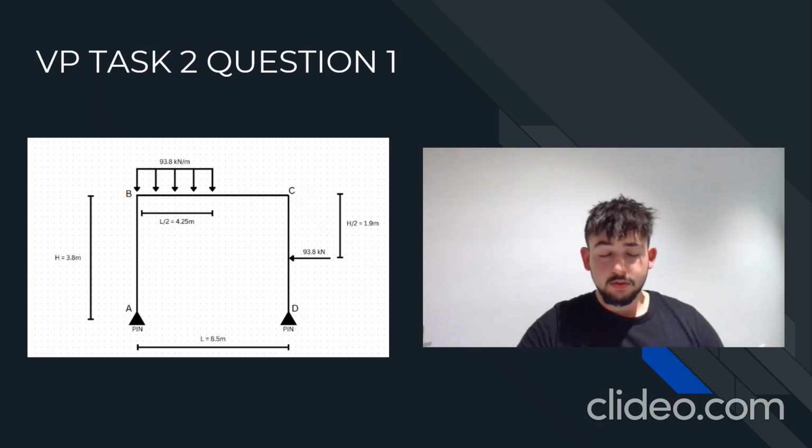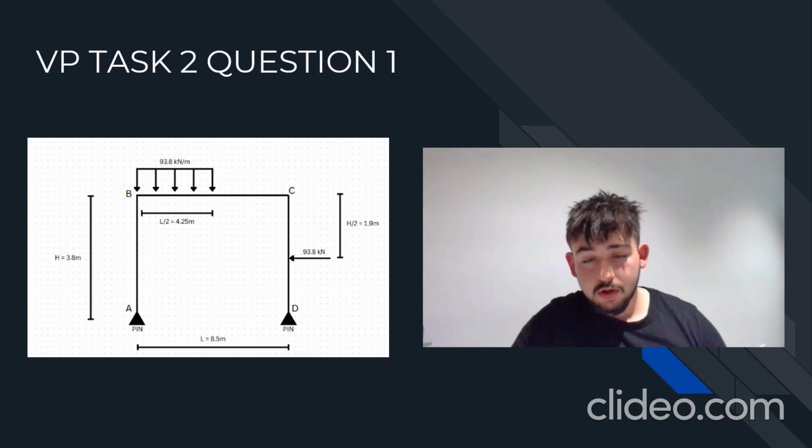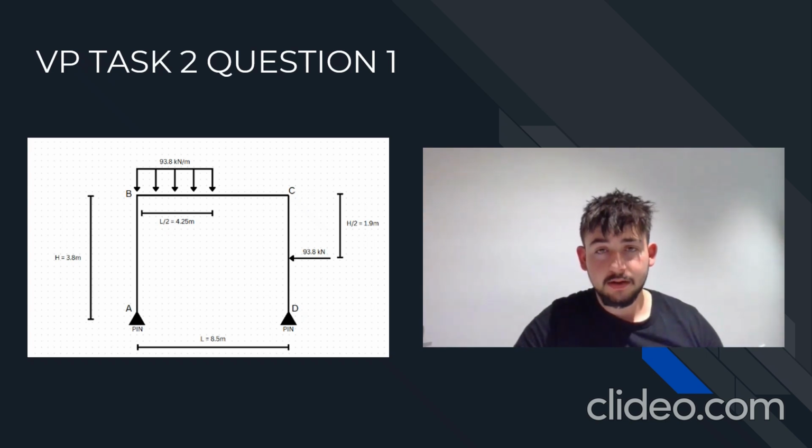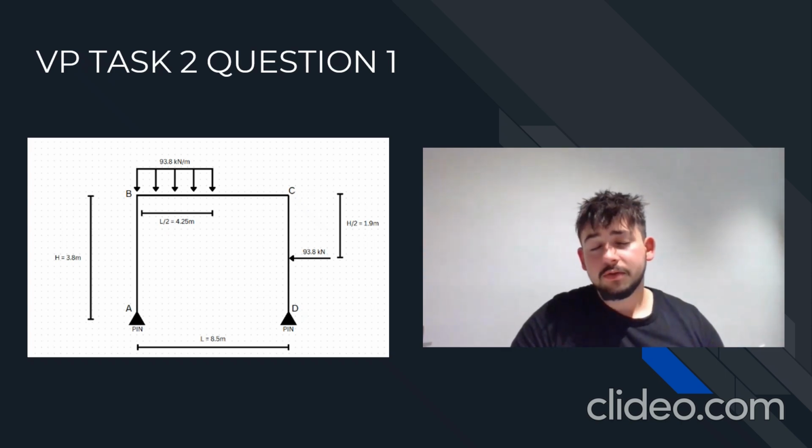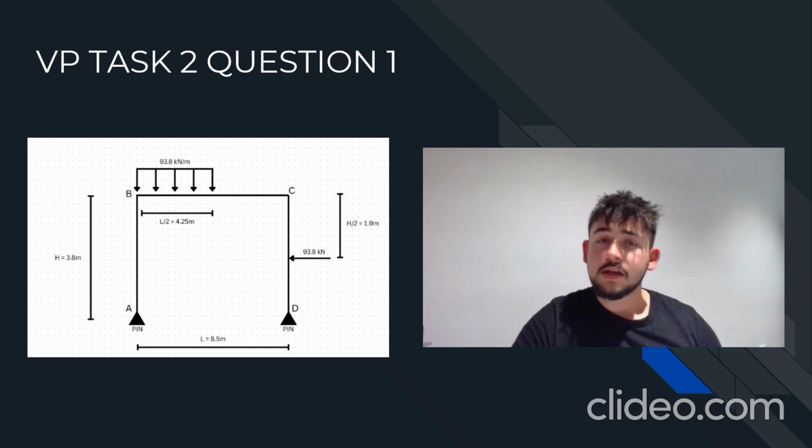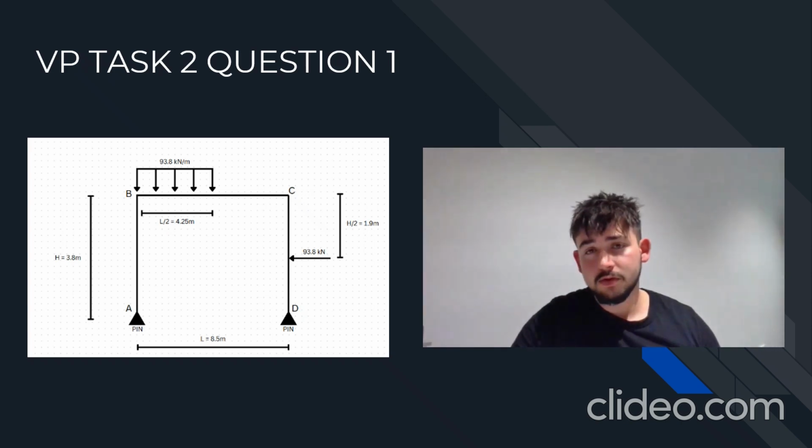In VP Task 2, the first question prompted me with a frame, which was undertaking 2 different types of loads. As we can see at the top of the structure, there was a uniform distributed load of 93.8 kilonewtons, and that spanned over 4.25 meters. And we also saw a point load, which was acting from the right-hand side of the structure, pointing to the left, at 1.9 meters from the bottom. In this question, I was required to find the reaction forces utilizing the force method, as well as representing my findings in a shear force and bending moment diagram.